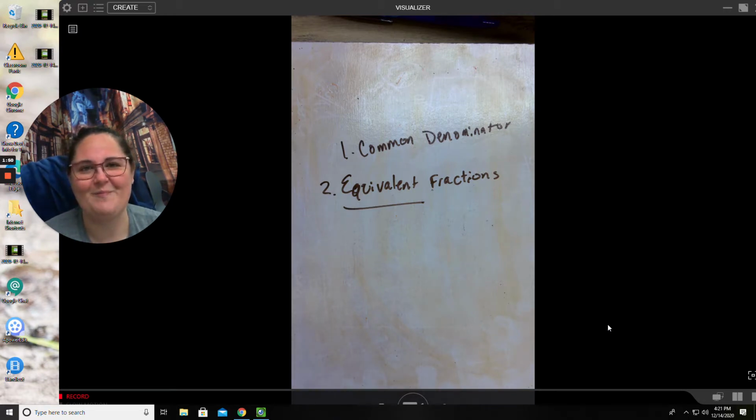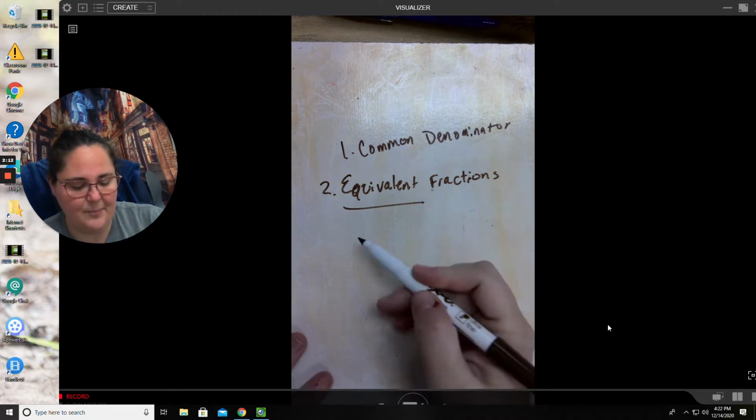I think it's adorable. So finding a different name to call something doesn't change it. Lincoln calls me Mommy, and you call me Miss Gilman. I didn't turn into somebody different. So finding an equivalent fraction, or renaming a fraction, doesn't change what it's worth. It still means the same amount.